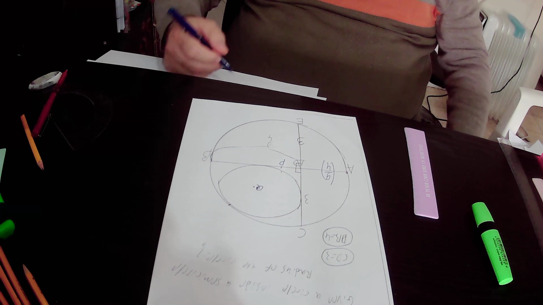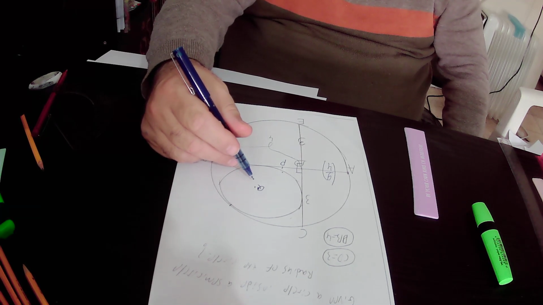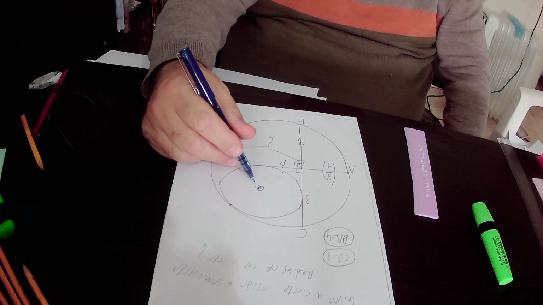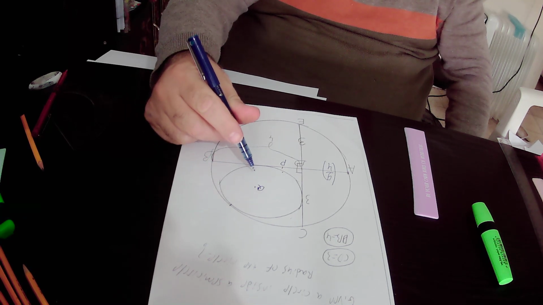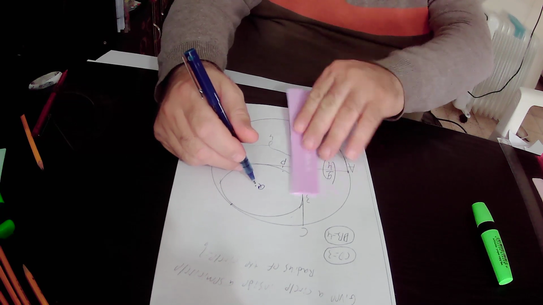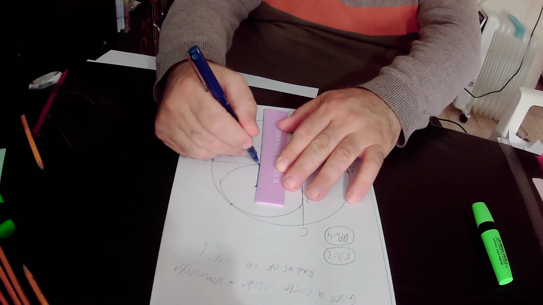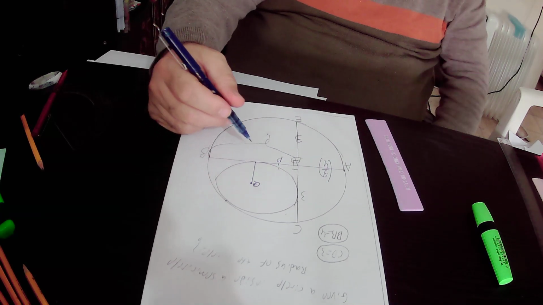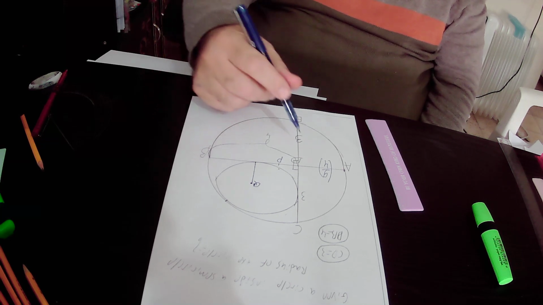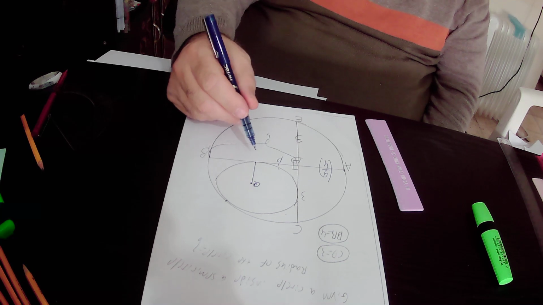Here, from the center of the small circle, that is to say from point Q, we will draw the radius to the point of tangency of tangent DB with this small circle. So we will define the point of tangency of tangent DB with this small circle as point M.